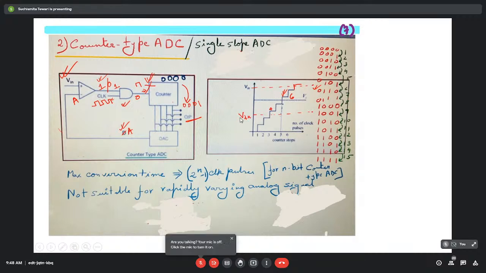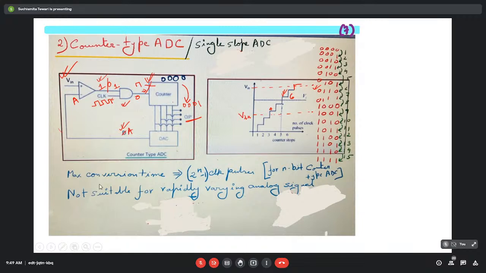But what will be the maximum conversion time over here? In the present case, the counter is a 4-bit counter, and the digital output that we are generating is a 4-bit digital output. So if the V in value is such that at the last count, that is when the output is 1, 1, 1, 1, that is, after the 15th clock pulse, it crosses the V in value, then the conversion time would be 15 in case of a 4-bit DAC or 4-bit counter output.